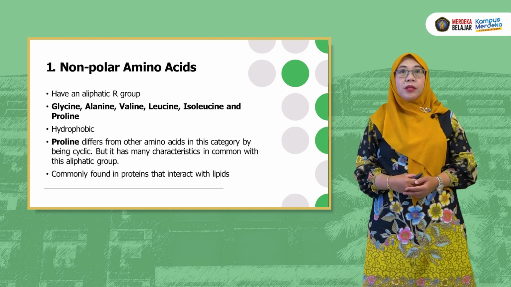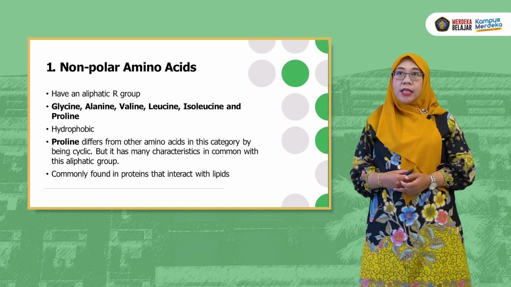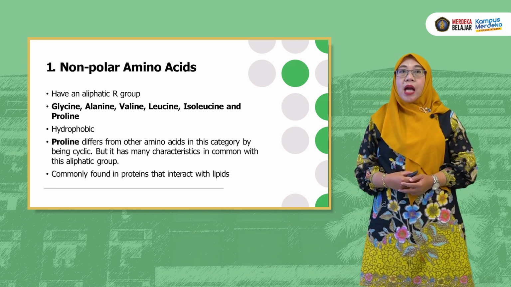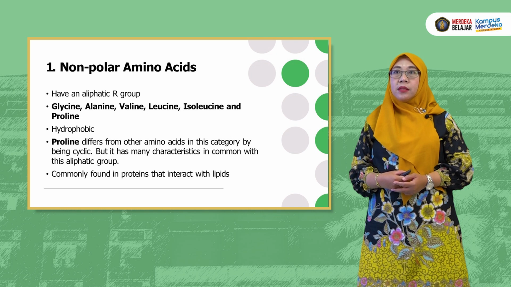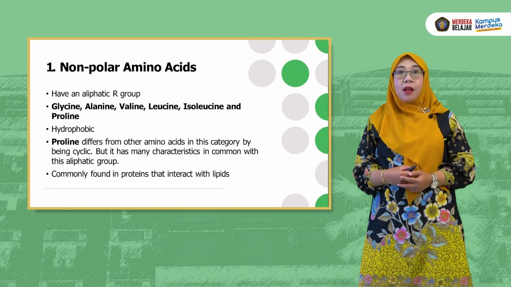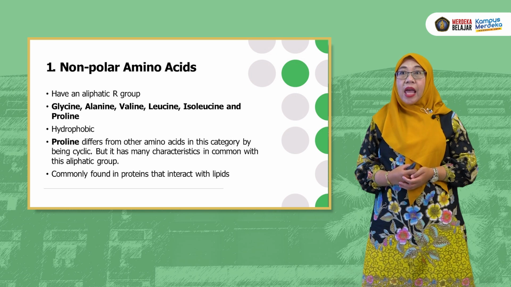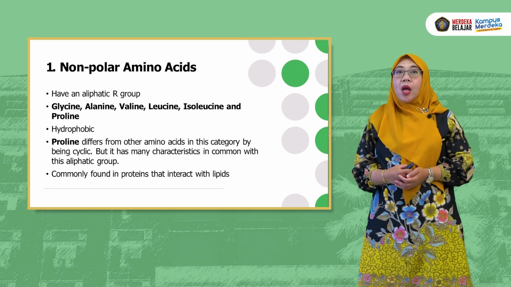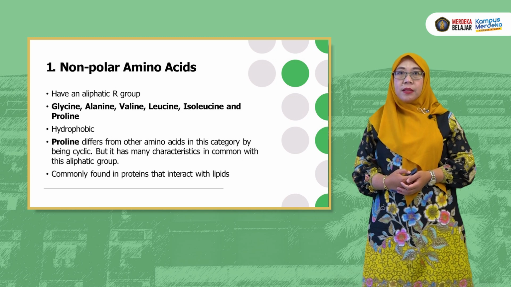Okay, let's discuss the first category. The first one here is non-polar amino acids. These amino acids have an aliphatic R group. They are glycine, alanine, valine, leucine, isoleucine, and proline. They are hydrophobic amino acids. However, proline differs from other amino acids in this category by being cyclic. Anyway, proline has many characteristics in common with this aliphatic group. Non-polar amino acids are commonly found in proteins that interact with lipids.